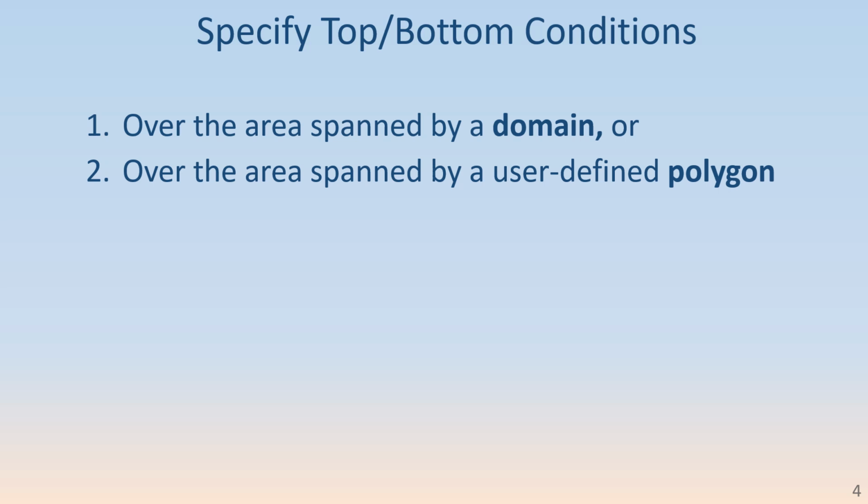In Anaqsim, you specify these top and bottom conditions over the area that is spanned by a domain, over the area that is spanned by a polygon that you define or digitize. And usually these are constant values that apply over a domain or a polygon, but you can also define a non-constant value either for the flux rate or the head in a head-dependent flux. And we'll talk about that later.